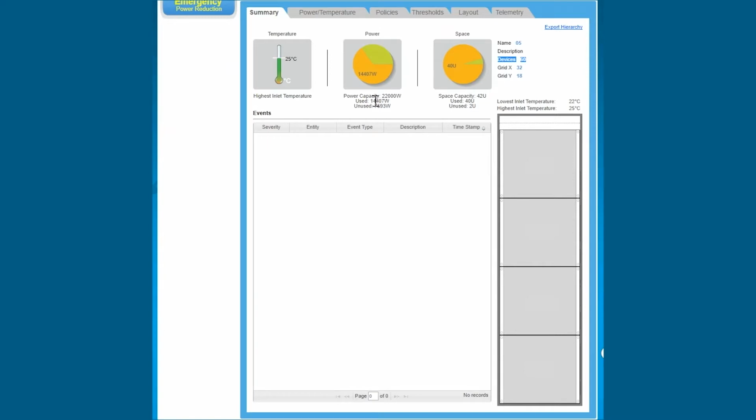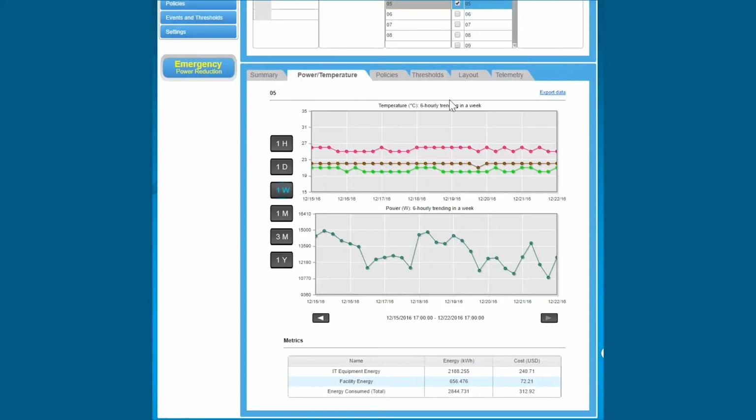So the real-time power consumption for this rack is 14.4 kilowatts out of the 22 kilowatts that this rack can support. So now we're comparing capacity versus utilization for the power consumption. The single server that is indicating to us the highest temperature is seeing 25 degrees in the front panel. And now every activity that we could do to a single server, we can do to any level of the hierarchy. So now we're looking at a week's worth of data for this rack. This is the power trend for this specific rack, and this is the weekly temperature trend for this rack.